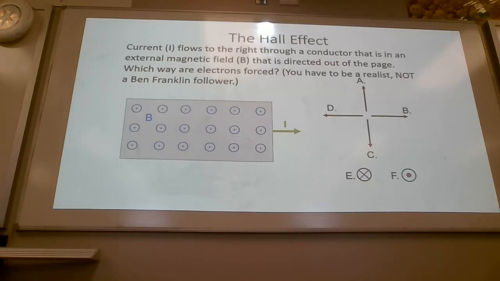We're going to say current flows to the right through a conductor that is in an external magnetic field directed out of the page. That's this guy. Which way are electrons forced? So you have to be a realist, and think which way electrons are flowing. Tell your neighbor.